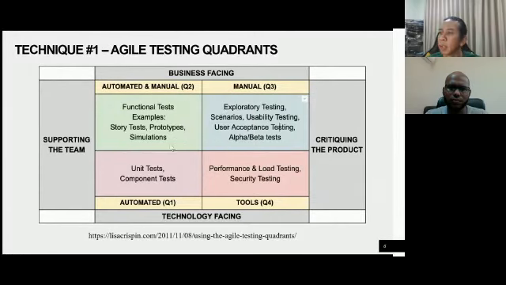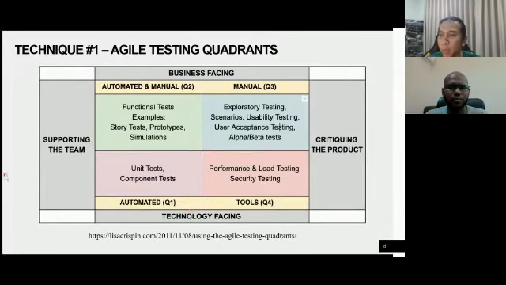Okay, so the quadrant here works by the x-axis over here and the y-axis. The x-axis divides the tests into business-facing tests as well as technology-facing tests. So business means what the user can see, or how the user responds to the software. Technology is something that's invisible from the point of view of the user. It's more of a product perspective.